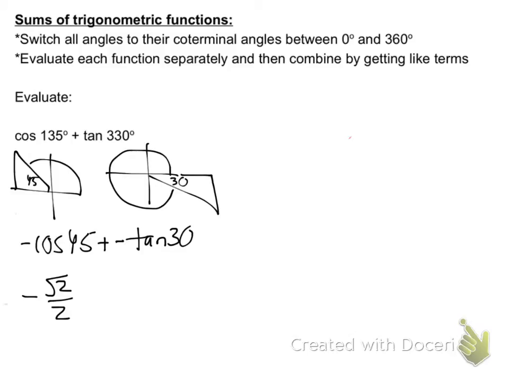Or square root of 2 over square root of 2. So we can cancel the square root of 2 on the bottom. Tangent of 30, so I'm just going to put a minus. It is square root of 3 over 3.